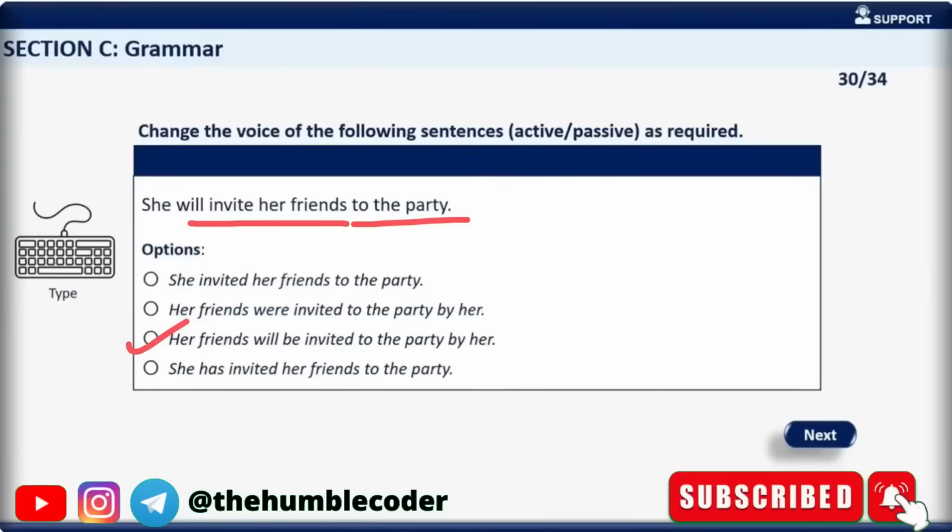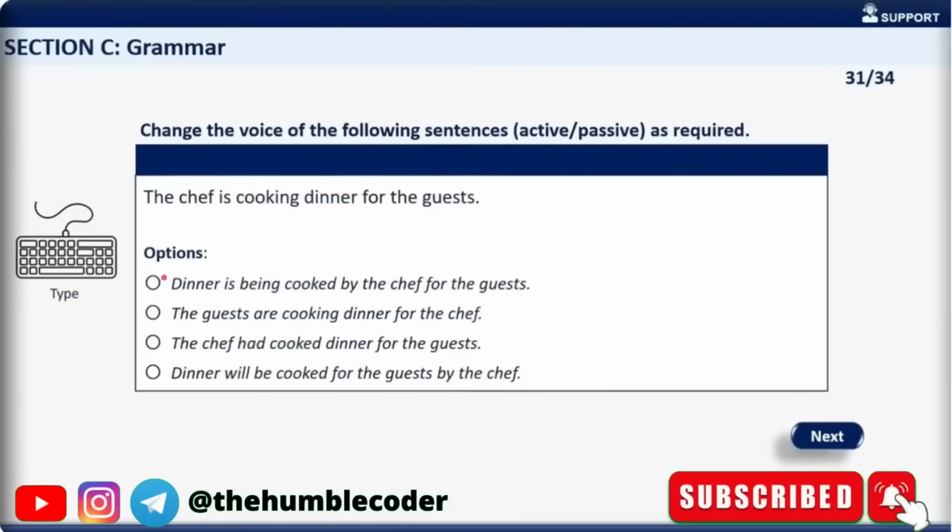Moving on to the next question now. The chef is cooking dinner for the guests. Okay, and the options that we have are: dinner is being cooked by the chef for the guests; the guests are cooking dinner for the chef; the chef had cooked dinner for the guests; dinner will be cooked for the guests by the chef. The correct answer in this case is going to be: dinner is being cooked by the chef for the guests.